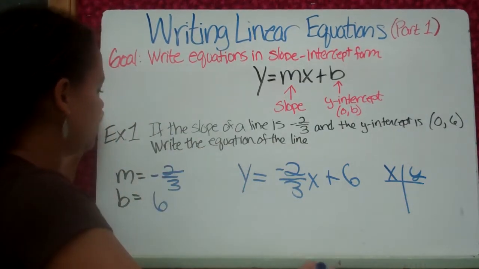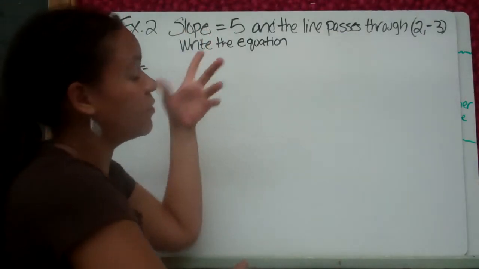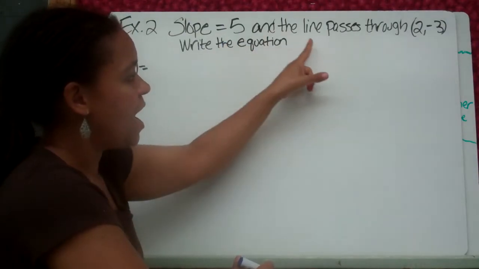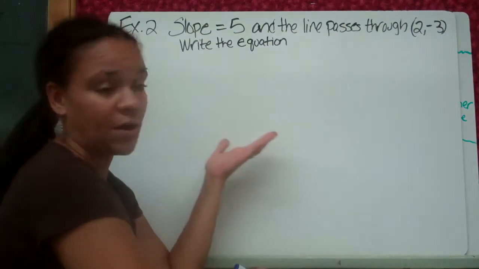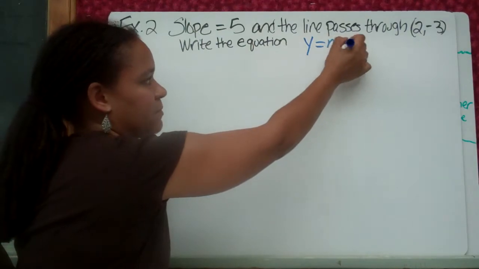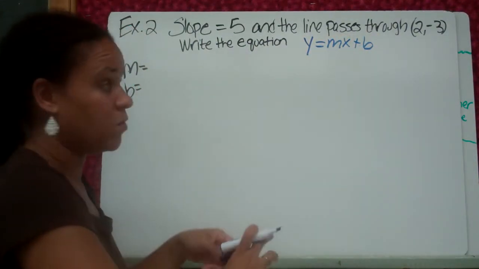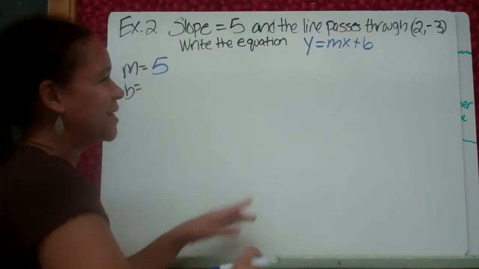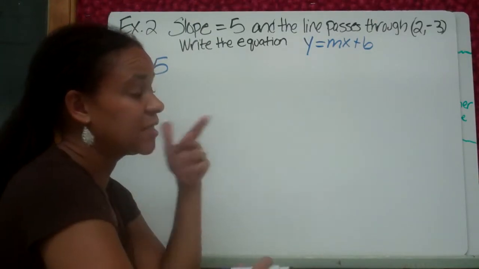So let's look at some more examples. Example 2, same thing, these are all lines, of course. The slope is equal to 5 for this line, and the line passes through (2, negative 3). So we want to write the equation in slope-intercept form. So we're still using y equals mx plus b. So we need an m and we need a b to be able to write our equation. Well, they gave us an m, our m is 5, but they didn't give us a b. What they did give us is an x and a y.